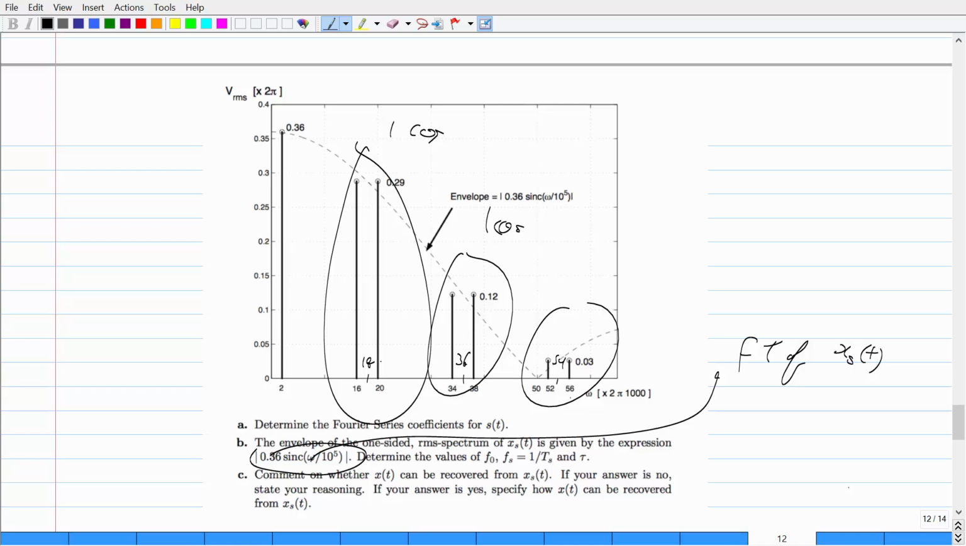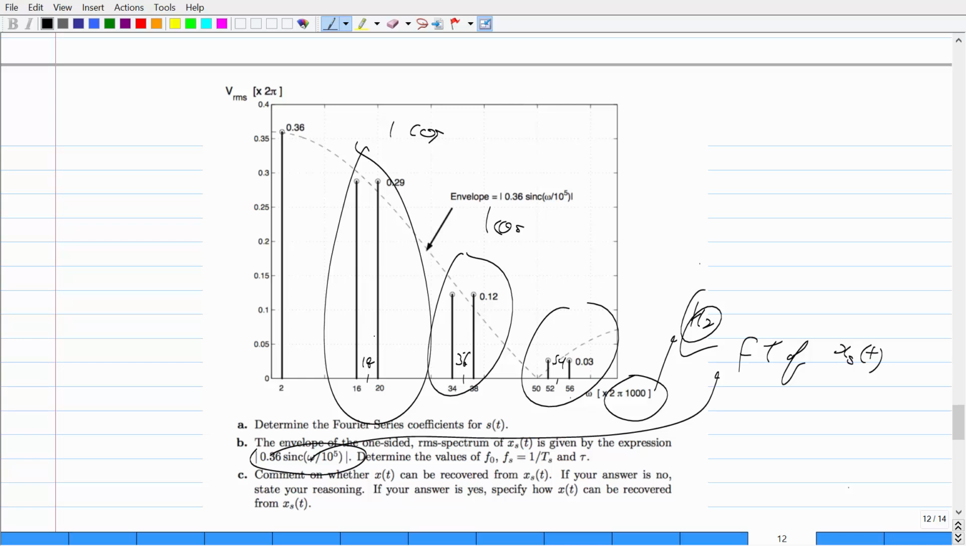18 kilohertz, right? They're taking this and multiplying by 2 pi, so this actually would be in hertz. So the sampling frequency, if you agree with me, you see copies at multiples of 18. So I would say that the sampling frequency is 18 kilohertz.